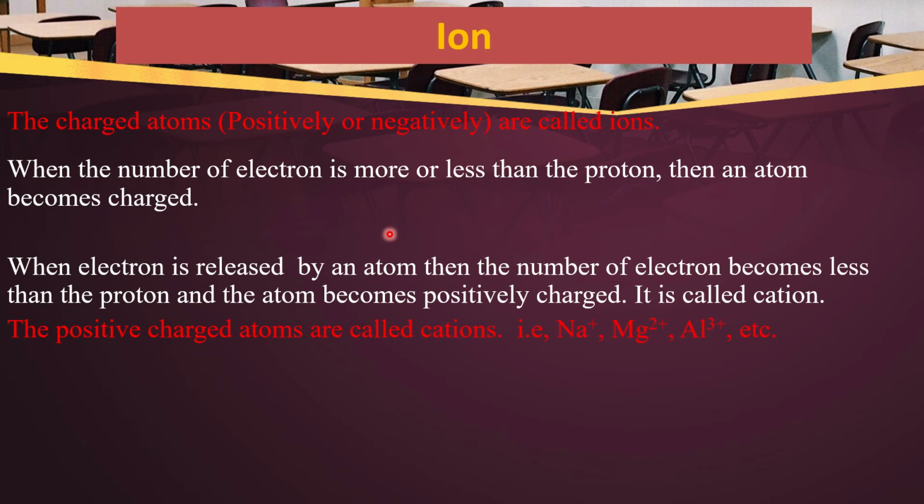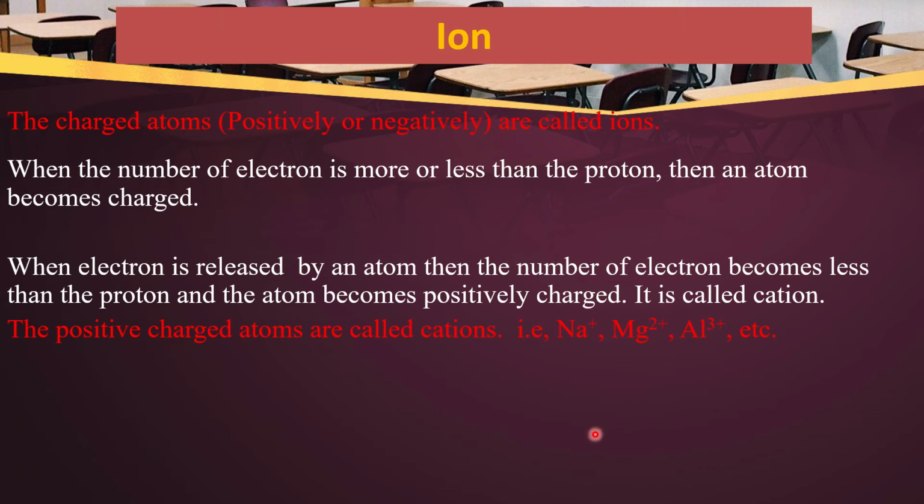And already you know the atoms which release electron, that means which atoms release electron? The atoms that have 1, 2 or 3 electrons on their outermost shell, they release the electron. That means metal releases electrons because metals have 1, 2 or 3 electrons on their outermost shell. So all metals become cation after releasing electrons.